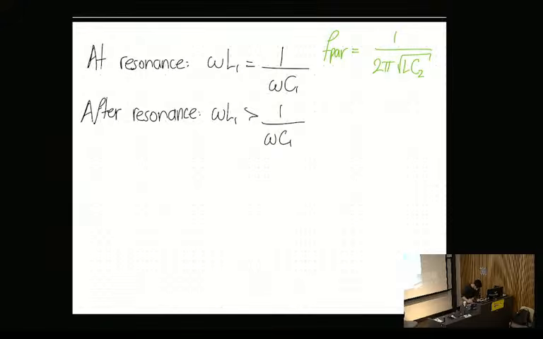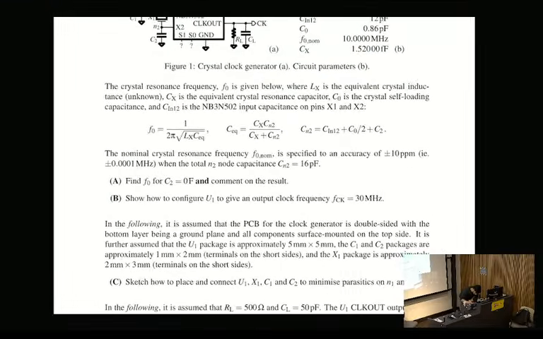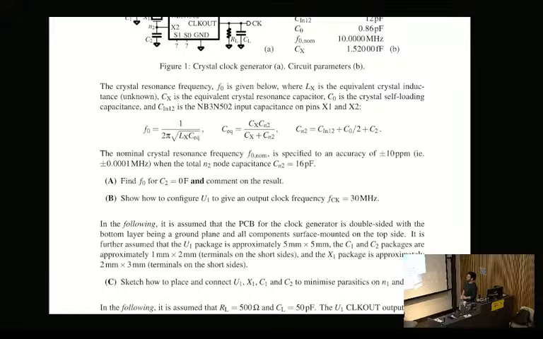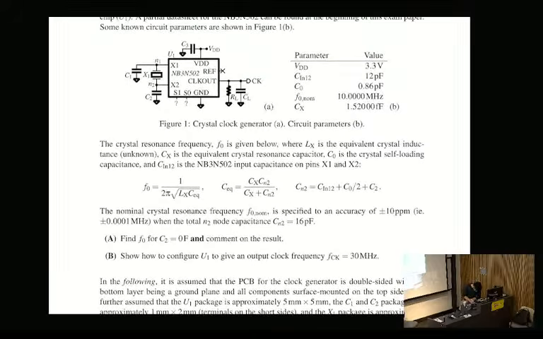Cool. So let's look at part A. So the nominal crystal resonance frequency, so what it normally resonates at, is specified to an accuracy of plus or minus 10 ppm, or in other words, 0.0001 megahertz, when the total N2 node capacitance, so that is that capacitance there, is 16 picofarads. Find F naught for C2 equals 0 farads and comment on the result. So I guess what this question is asking is, can we get away with not including that capacitance C2? Will we still be accurate enough to be within that specified accuracy range of the PLL? That's what we need to test.